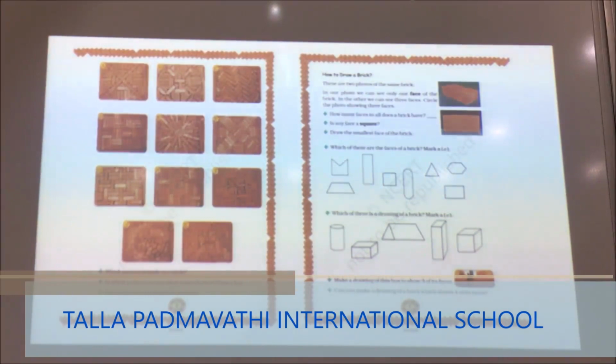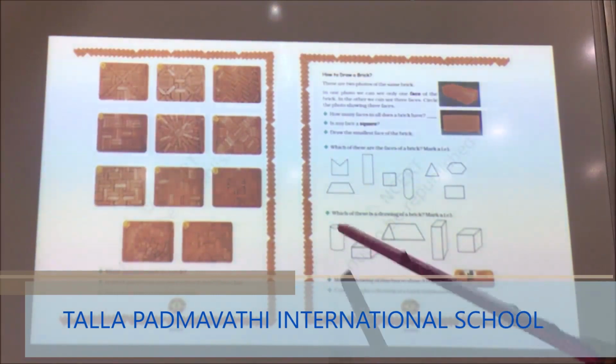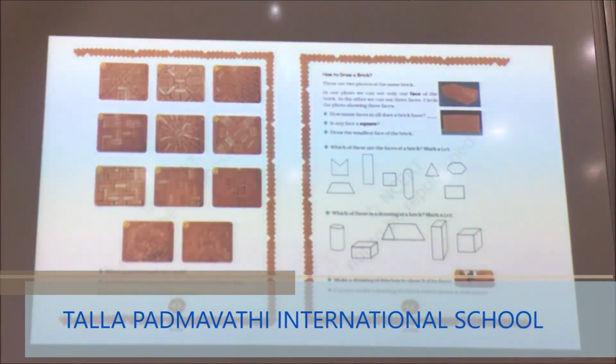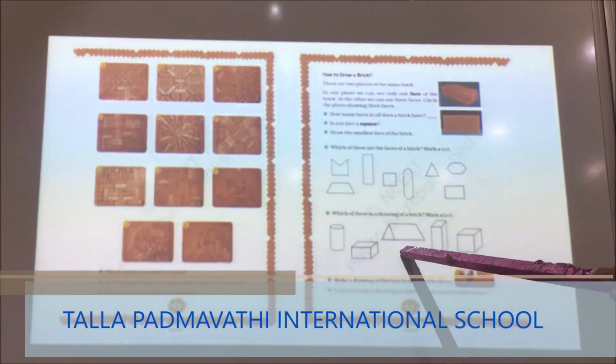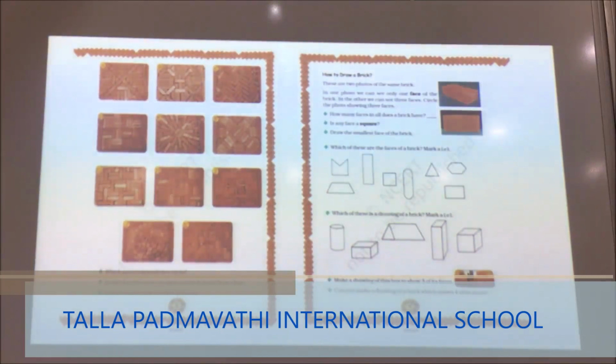Now let us see in solid shapes. Which of these is a drawing of a brick? Is it a cylinder? Is it a cube? No. Is it a prism? No. Is it a cuboid? Yes, it is the cuboid. And is it the cube? No. So which one is the answer? The cuboid is the answer. Now you can also make the drawing of a brick showing the three faces of the brick.